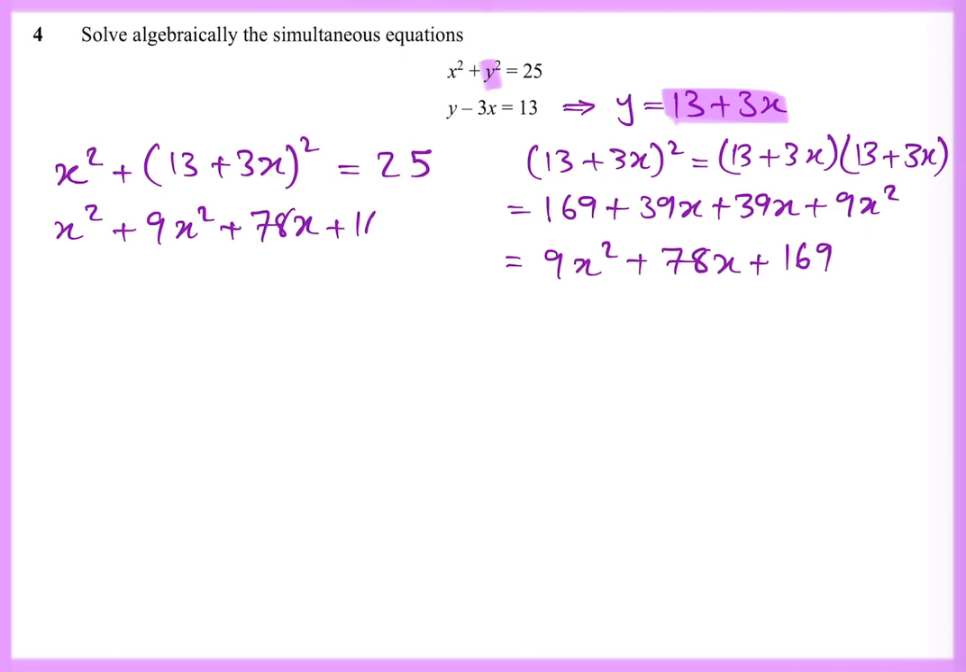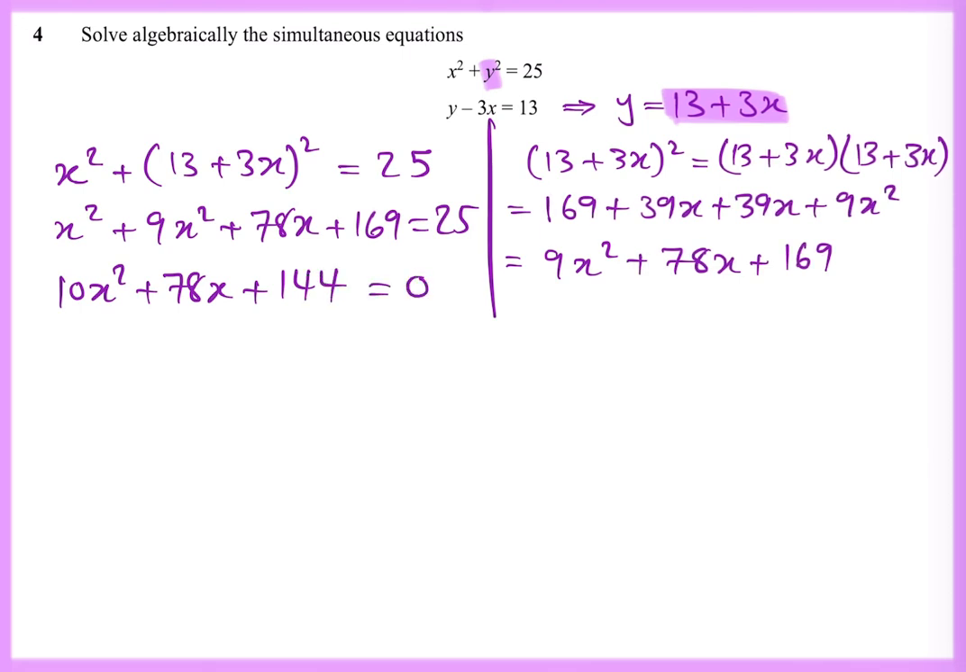Plus 169 equal to 25. Let's draw that line there. So that's 10x squared plus 78x. Bringing the 25 over to this side to make the other side 0, so let's take away 25. That's plus 144 equal to 0. Now, remember, this is non-calculator. So halving everything, that's 5x squared plus 39x plus 72 equals 0.